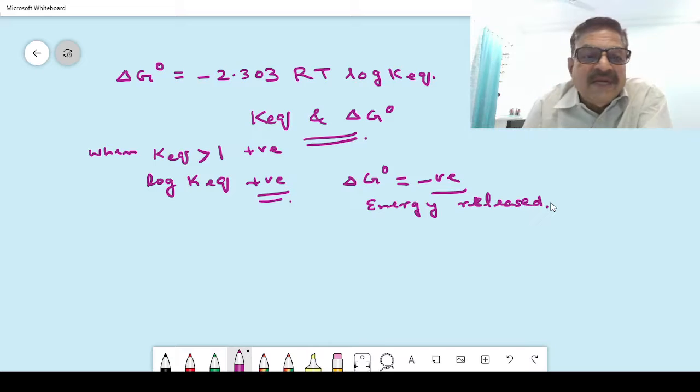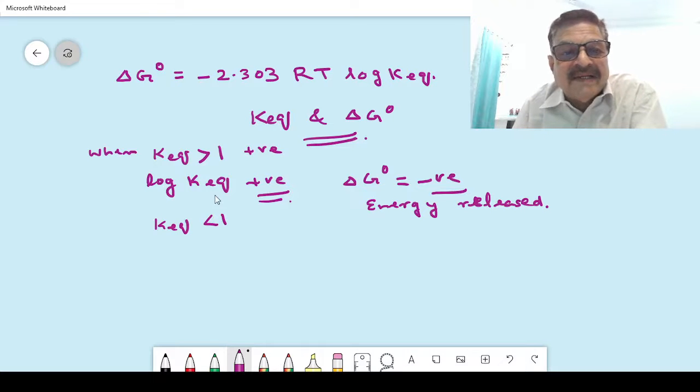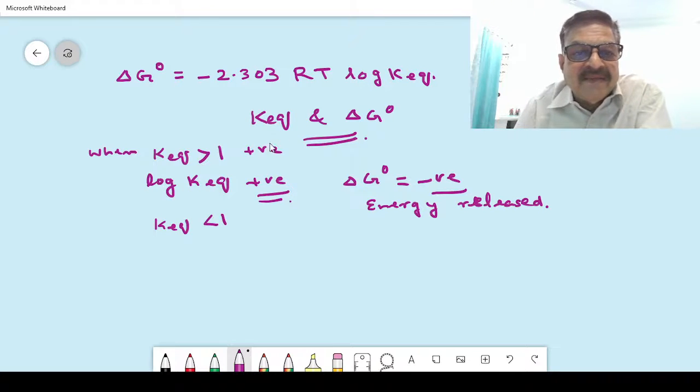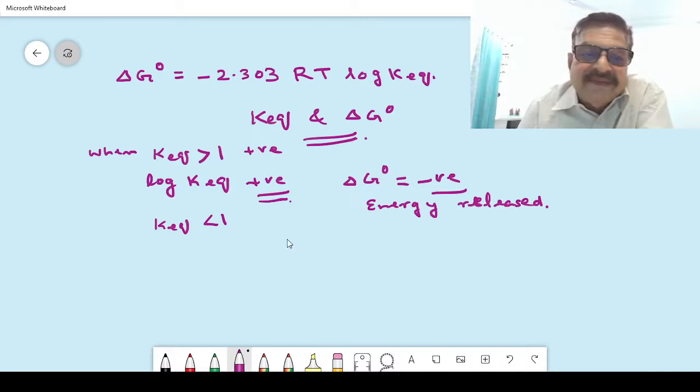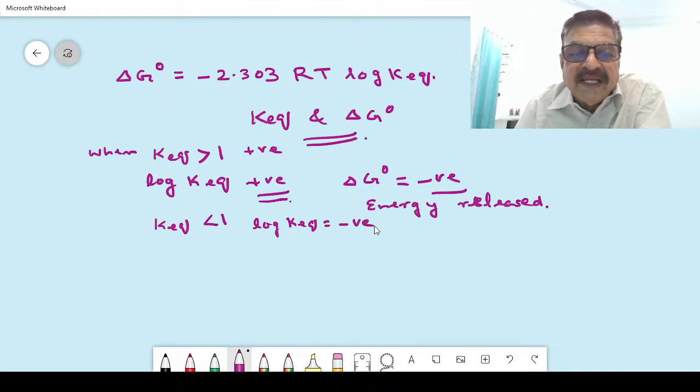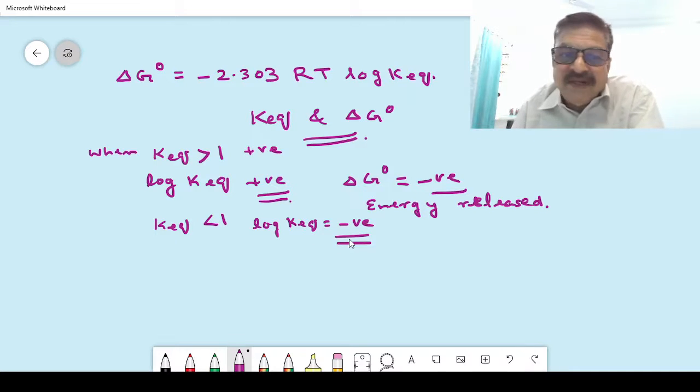Now, when KEQ is less than 1, let us see. The equilibrium constant being less than 1 means it's a decimal figure, not a whole number. Therefore, when KEQ is less than 1, log KEQ will be a negative number.